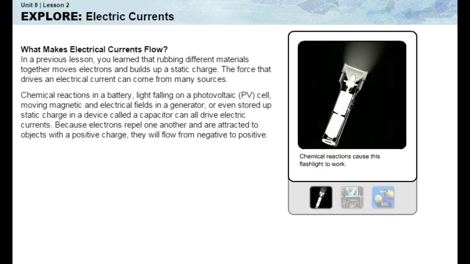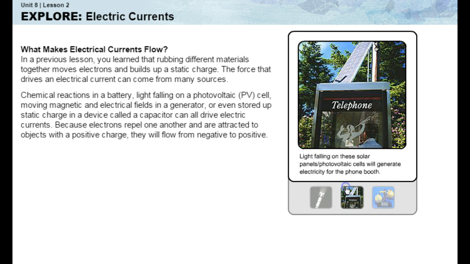In a previous lesson, you learned that rubbing different materials together moves electrons and builds up static charge. The force that drives an electric current can come from many sources. Chemical reactions in a battery, light falling from a photovoltaic cell, moving magnetic and electrical fields in a generator, or even stored up static charge in a device called a capacitor, can all drive electric currents.